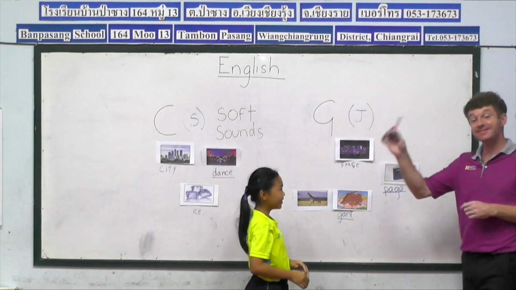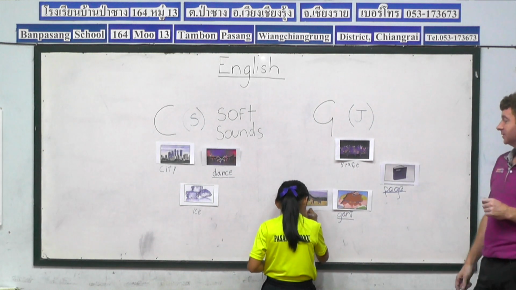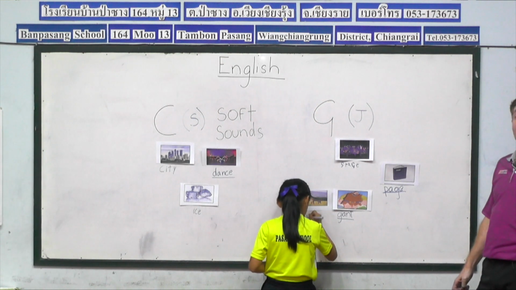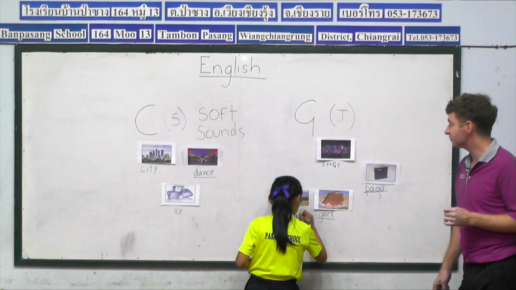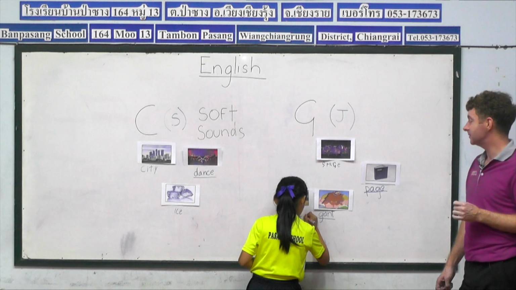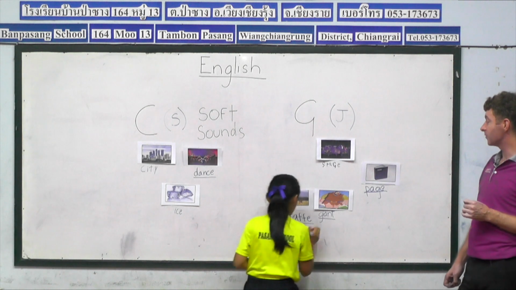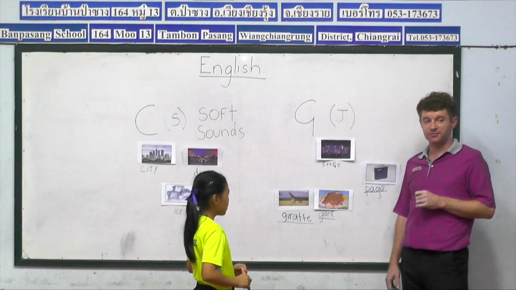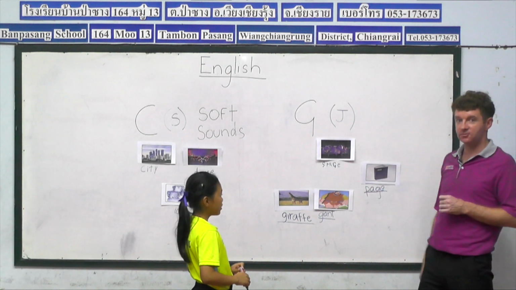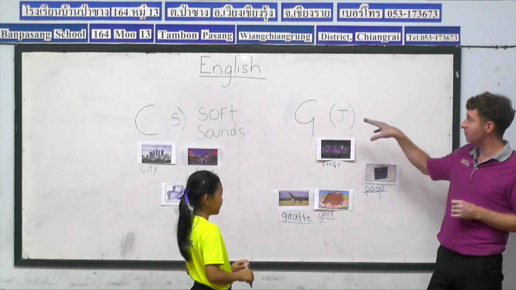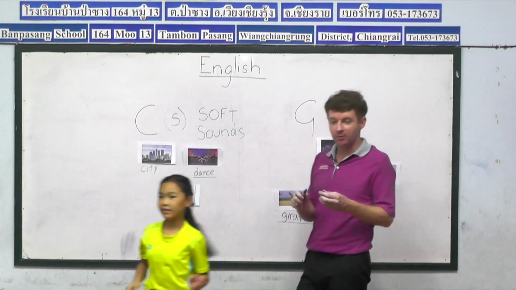Okay, and now let's help Nadia to spell giraffe. G, I, R, A, F, F again, and E. Excellent, Nadia, well done. So we can say giraffe, giant, page, stage. All of these words, soft G sound, sounds like J. Nadia, excellent. High five, big round of applause for Nadia.